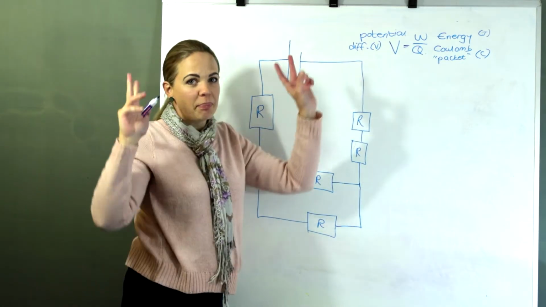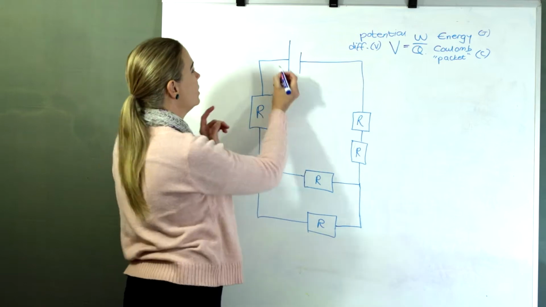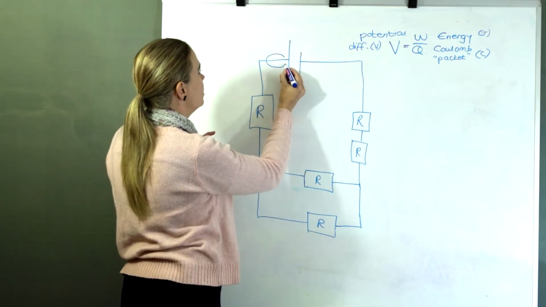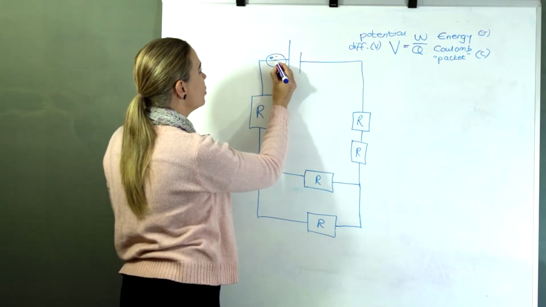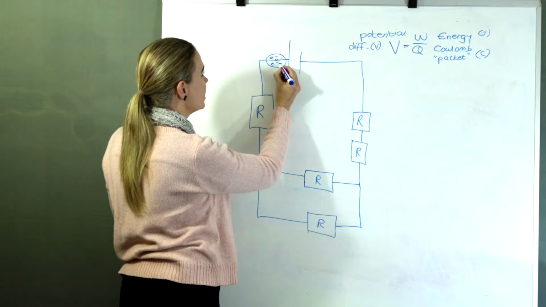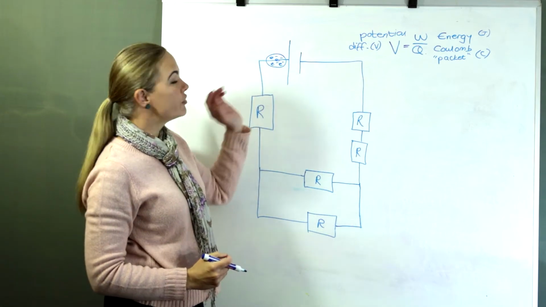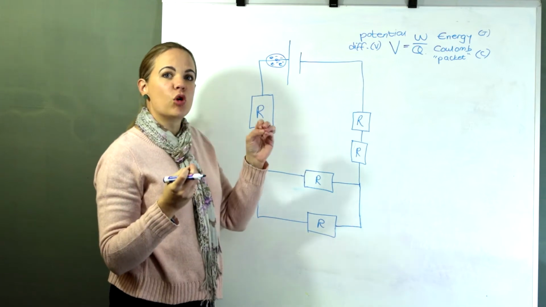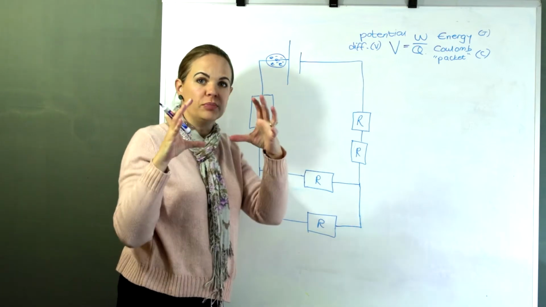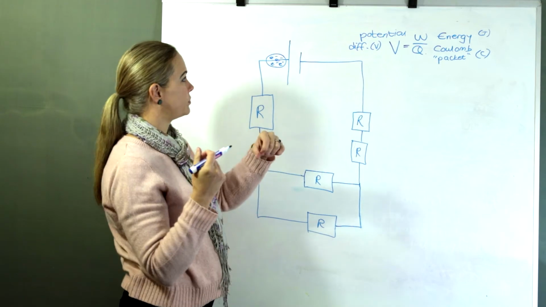Right, so a Coulomb packet of charge is a whole group of charged particles. In this case, it is electrons with a negative charge. We don't talk about every single electron. It's more convenient to talk about a Coulomb group of electrons at once.